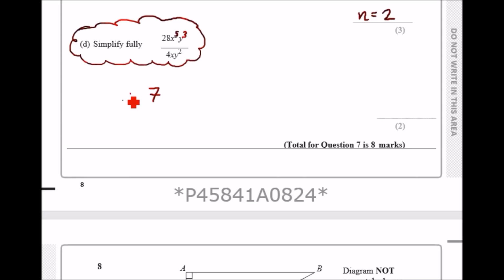We know that x to the power 5 over x, so this is a single x. When we divide like terms, we just subtract the powers. So 5 take away 1 would be x to the power 4. y to the power 3 divided by y squared would just be y to the power 1, or just y. And that's it: 7x to the power 4 and y.